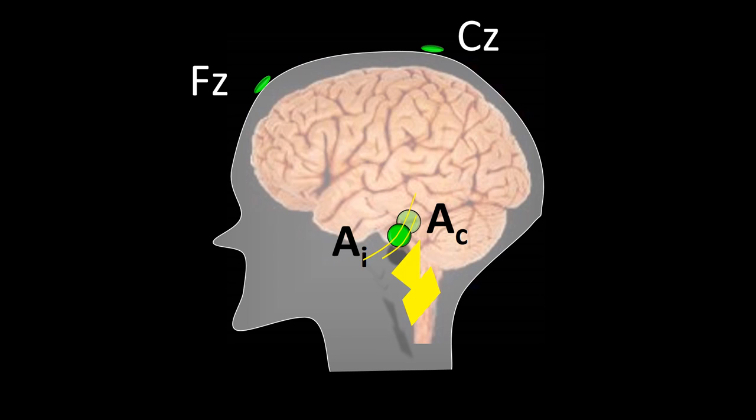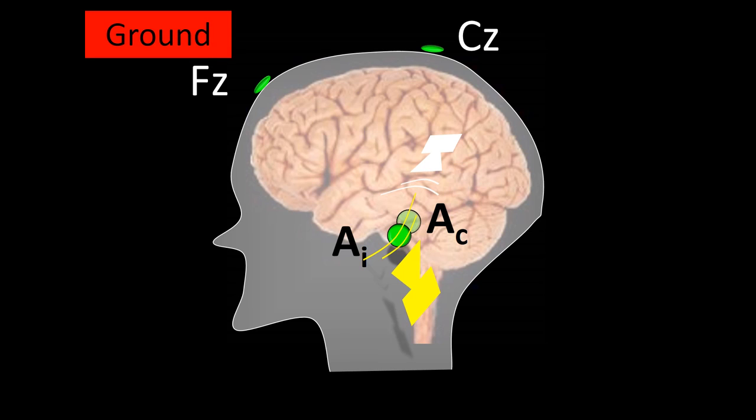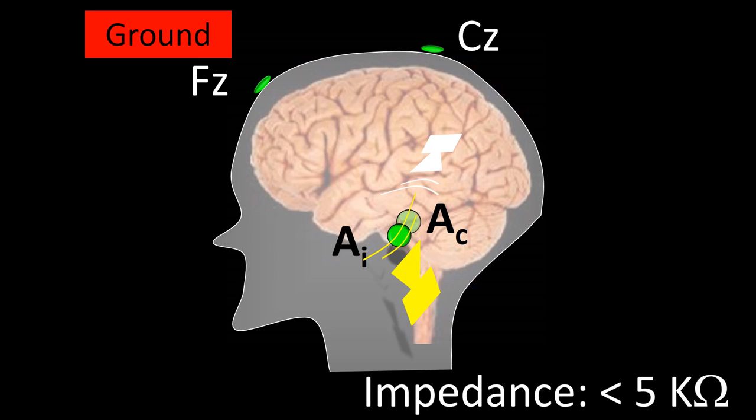The stimulus is given on the ear labeled ipsilateral, and the masking noise is obviously given in the other ear. FPZ is used as ground. Impedance should be kept below 5 kilo ohms. Some recommend to be kept even lower, to less than 3 kilo ohms.